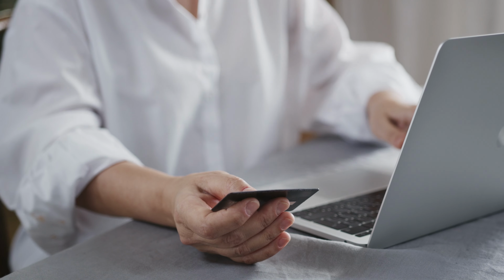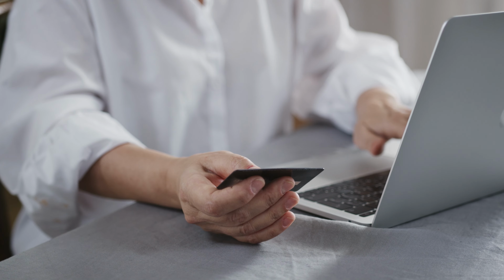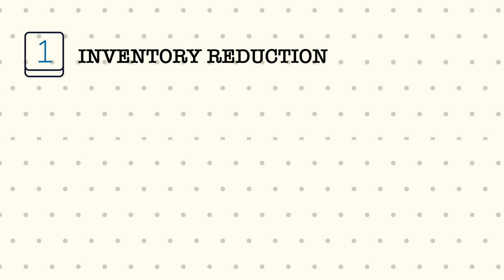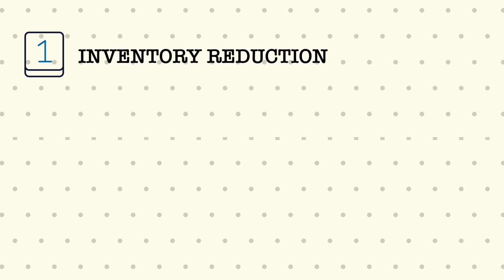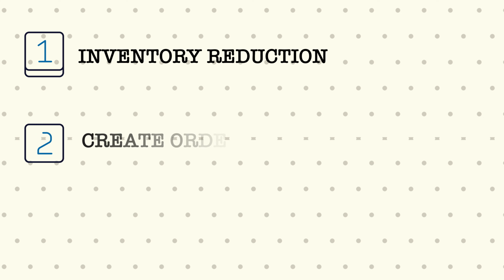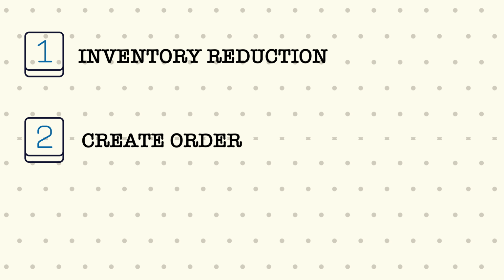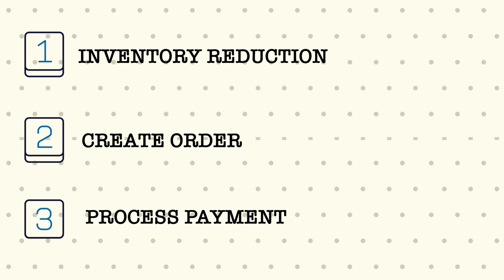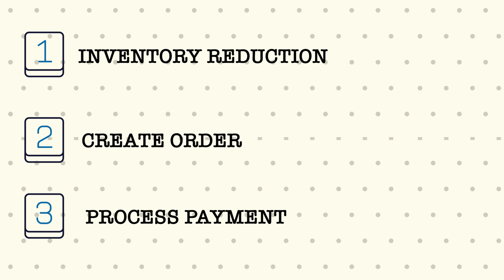Now let's illustrate this with a real-world example, an e-commerce order. When you order something online, a few actions need to happen seamlessly. First is the inventory reduction. We need to reduce the inventory of the products that you ordered. Then we need to create an order and link your customer details to it. And then we need to process the payment so the order can go through.